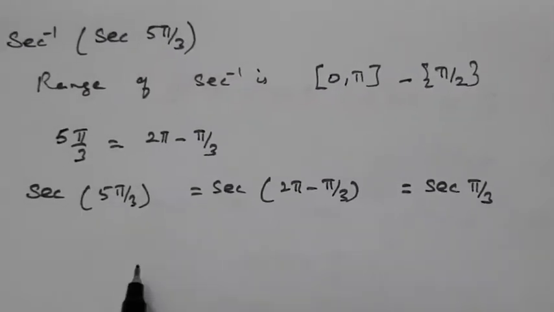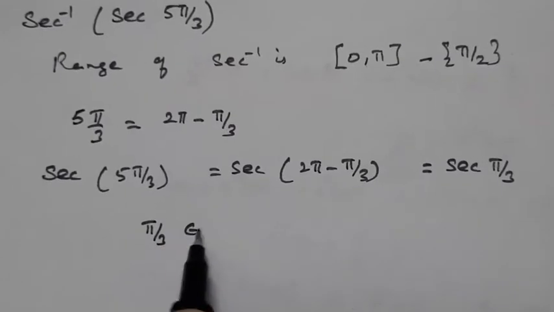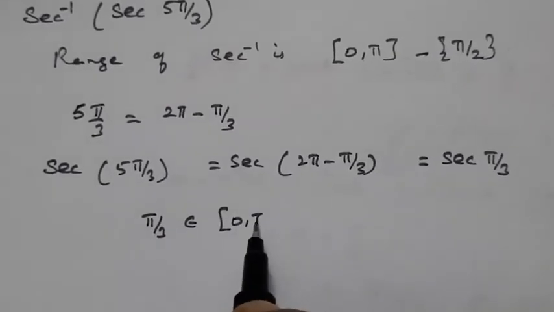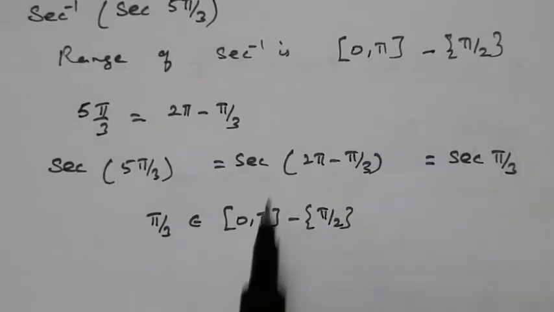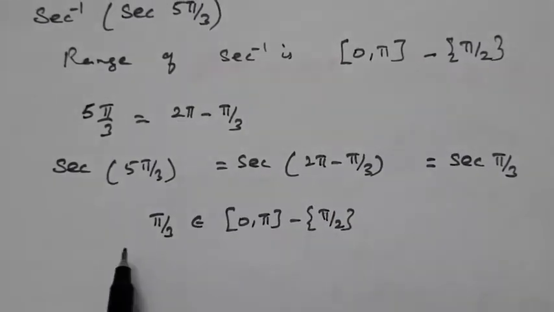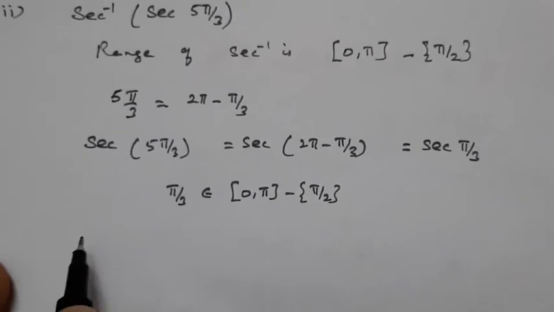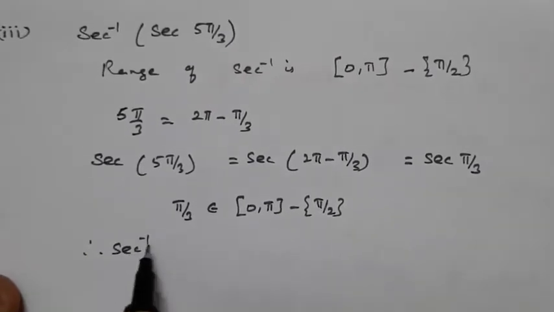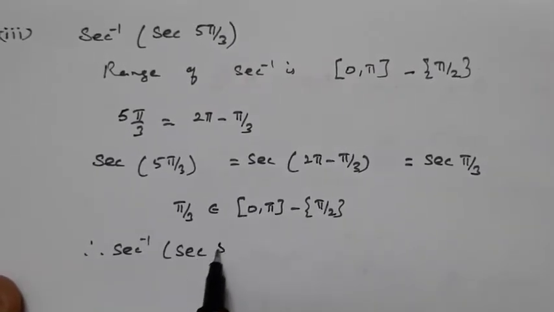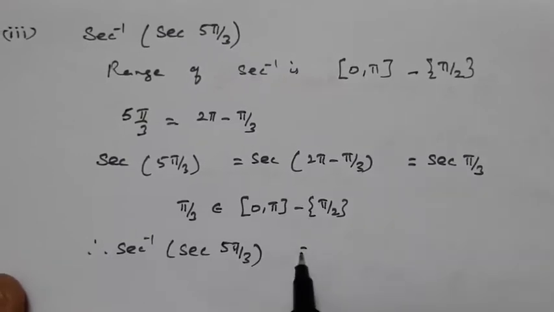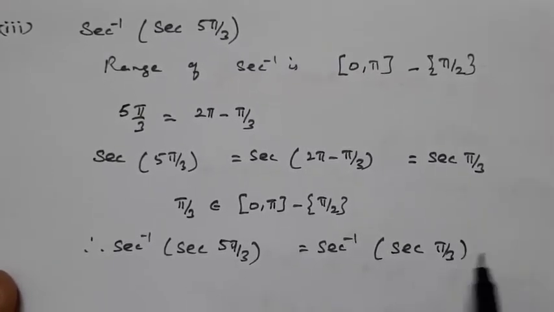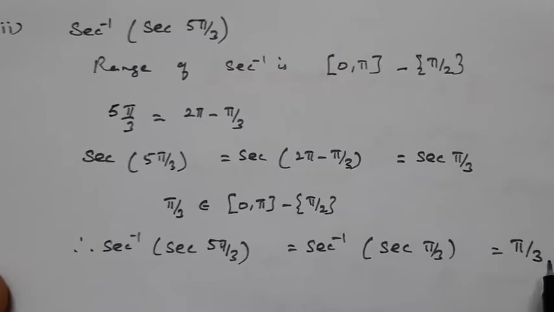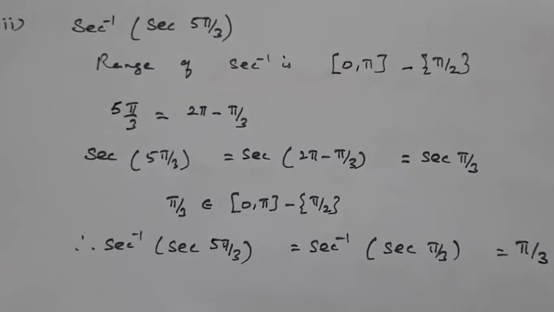Now pi by 3 clearly belongs to 0 to pi minus pi by 2, the required principal domain, that required range. So this pi by 3 belongs to that, and therefore we can find the final answer: secant inverse of secant 5 pi by 3 is equal to secant inverse of secant pi by 3, which is equal to pi by 3.